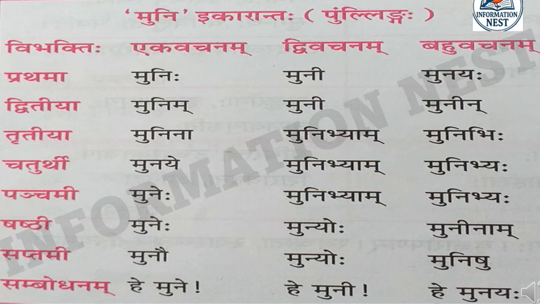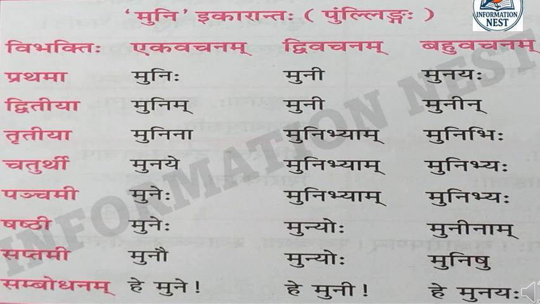For Shabdami meaning in or on the sage directly, Sambodhana, you say He Mune, He Muni, He Munayaha. Notice how it sounds just like the 5th and 6th cases, but without the dots, that is Visarga at the end. Sanskrit is all about patterns.